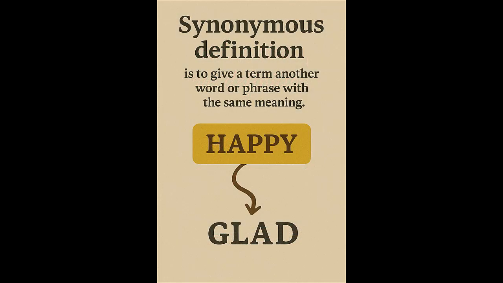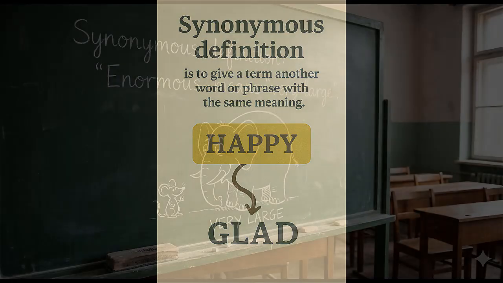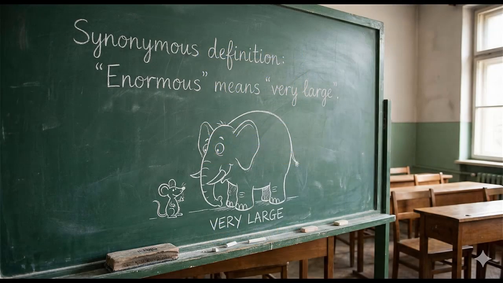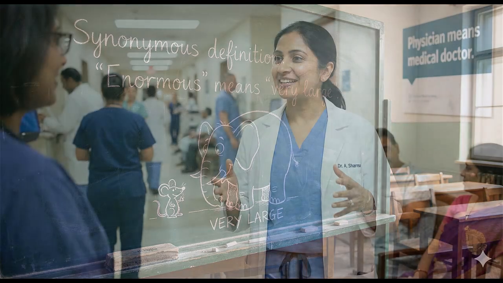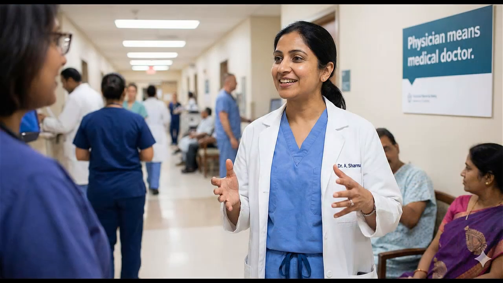To synonymously define a term is to give another word or phrase with roughly the same meaning. For example, the word enormous. You could define it as enormous means very large. Or the word physician. You could say physician means medical doctor.